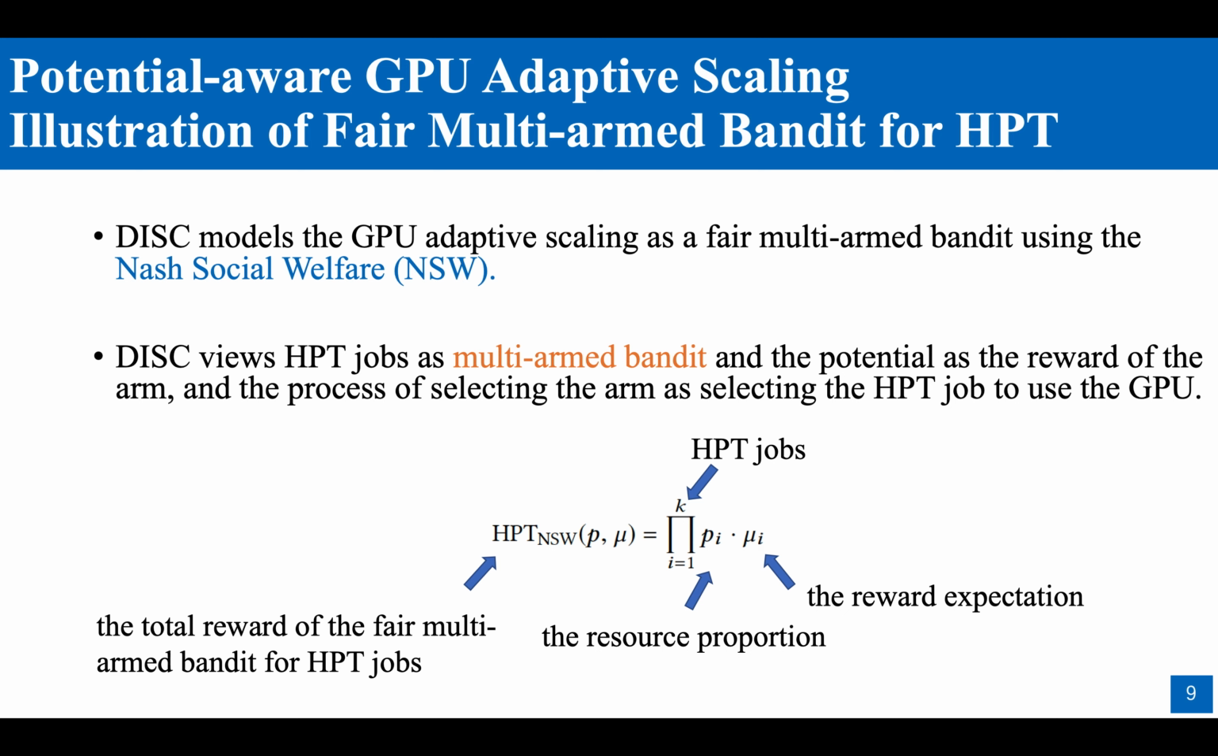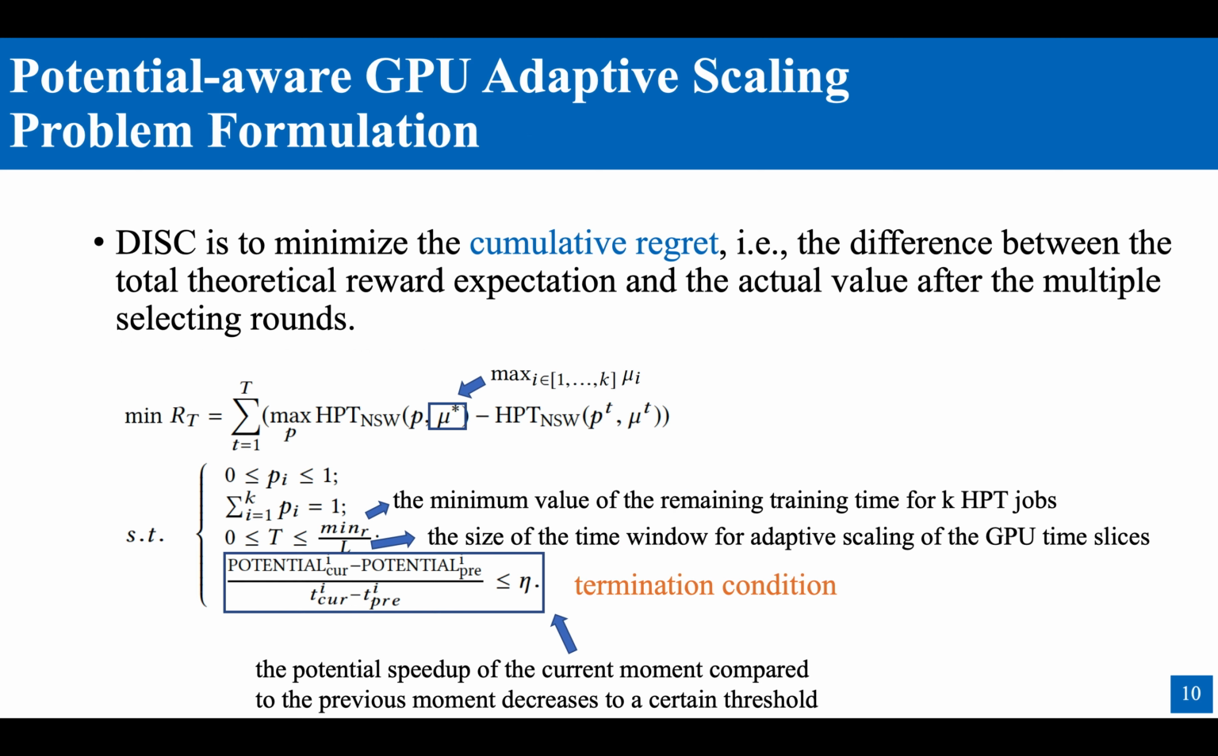The weight represents the proportion of resource allocated to the agent. The agent with a large reward will be allocated a large weight. Maximizing the weighted product of the reward of each agent reflects the fairness of resource allocation. DISC views HPT jobs as a multi-armed bandit and the potential as the reward of the arm, and the process of selecting the arm as selecting the HPT job to use the GPU. DISC defines the total reward of the FAIR multi-armed bandit for HPT jobs as HPT NSW.